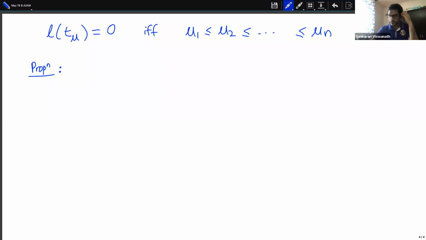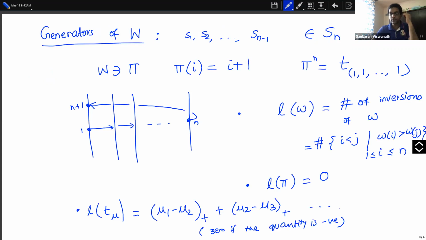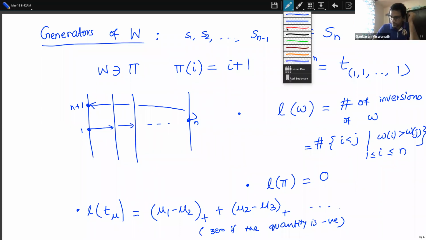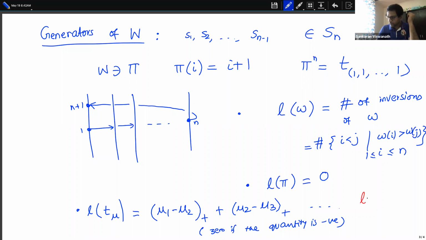Okay. So I guess there's something wrong with this. Is there a general formula for the length of a translation in terms of? In my memory, it's the absolute value of mu I minus mu j, summed over all I less than j. Okay. Let me just write that down and maybe we'll figure this out. So the length of T mu is.